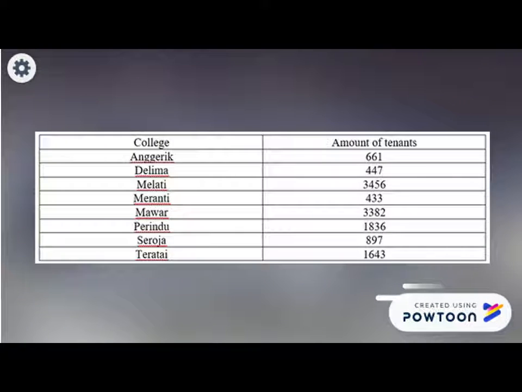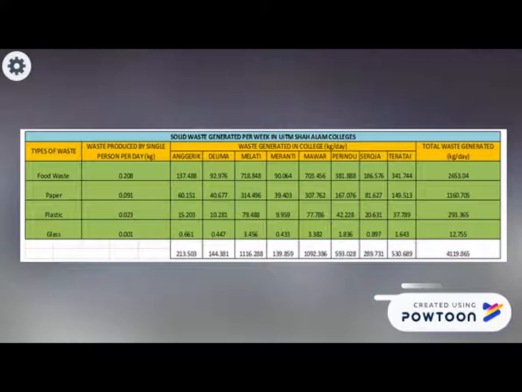The second table shows the population equivalent, PE, for every college. In other words, the number of students in every college. The data is obtained from the UiTM Facilities Department. The third table shows the amount of solid waste generated in a day by every college in UiTM Shah Alam.